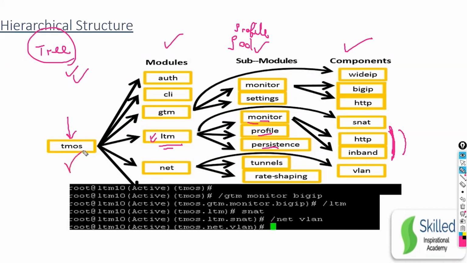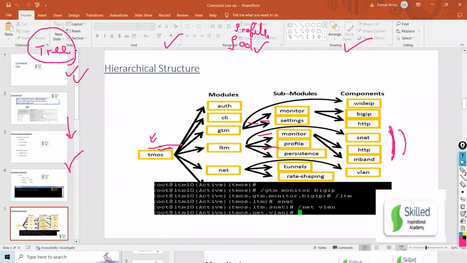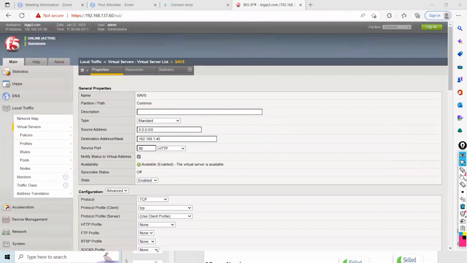TMOS, then TMOS has a component, a module you can say. A module has its submodules. LTM, what comes under LTM, those are called submodules. And after that, whatever comes under a submodule is called components. So see, I will show you. Can you see this LTM? When I show this LTM, what does this LTM mean? This local traffic is called your module.